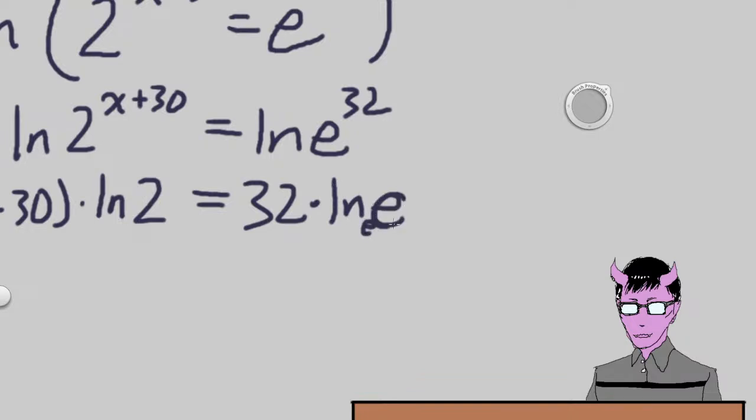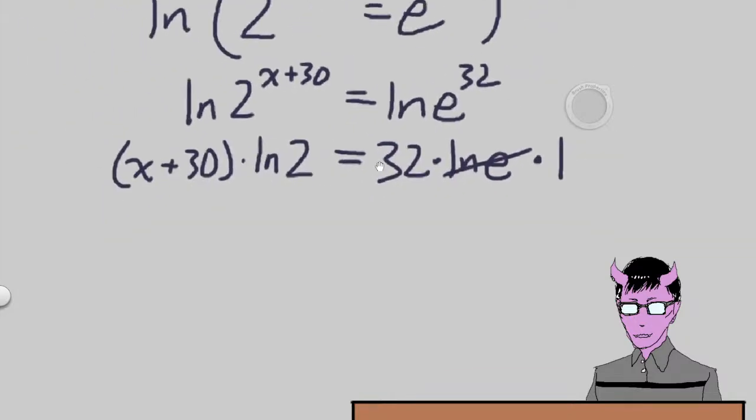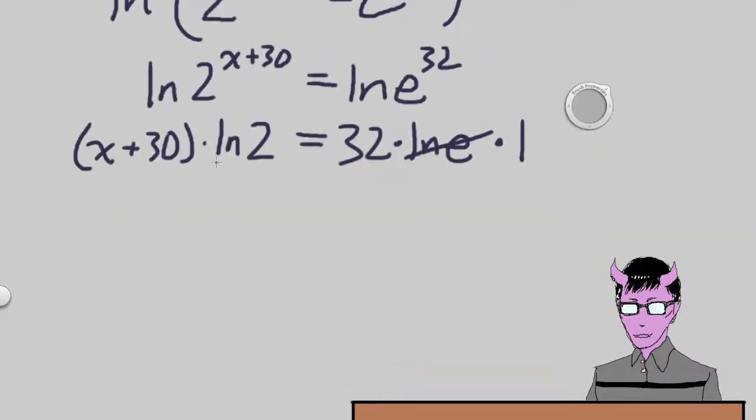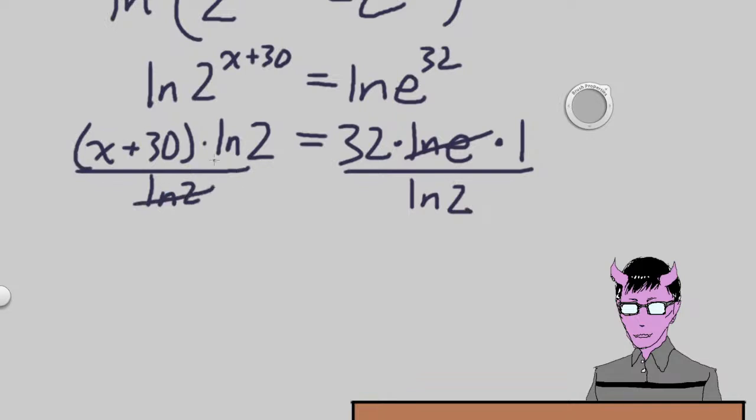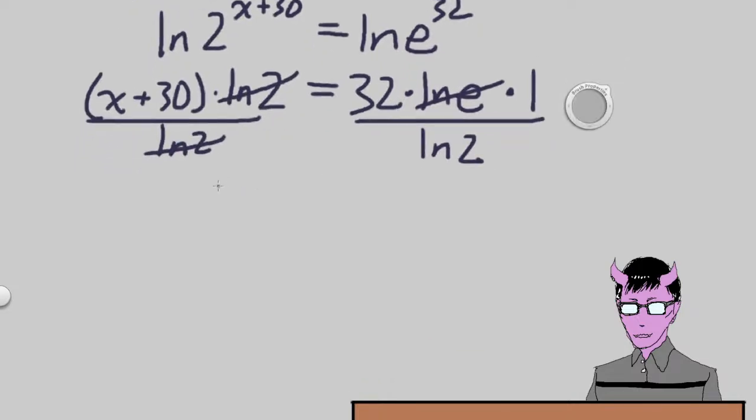This is base e, argument e, so therefore this whole thing cancels and becomes just 1. Alright, well, this is a constant. This is still parenthetical, so let us divide both sides by natural log of 2, because we're trying to free the x. So natural log of 2 cancels from both sides.